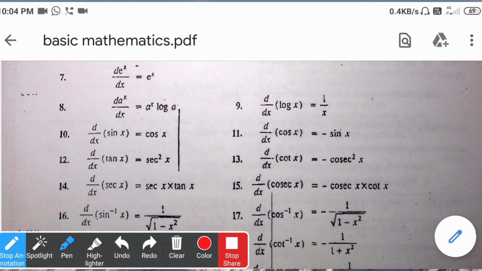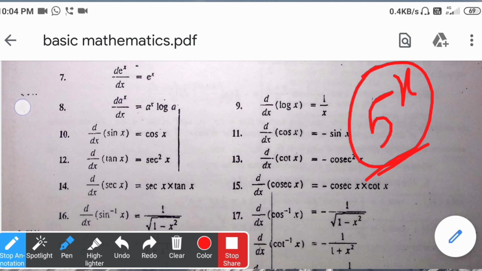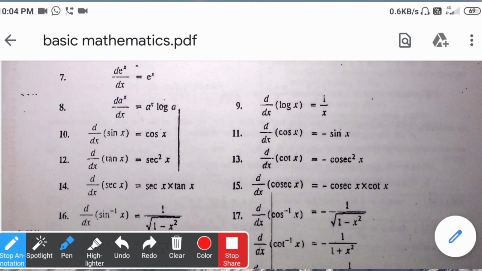So next is the derivative of a raised to x. Here e is the exponential function, but here a is some constant value, like 5 raised to x. If you want to find the differentiation of this function, we use this formula: functions of the type some constant raised to a variable can be solved by using that formula.